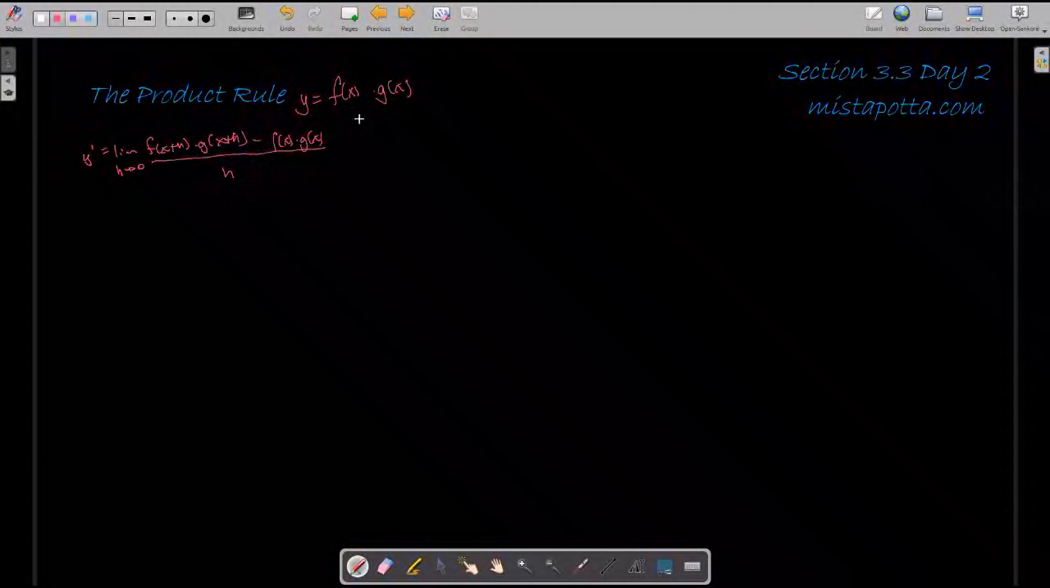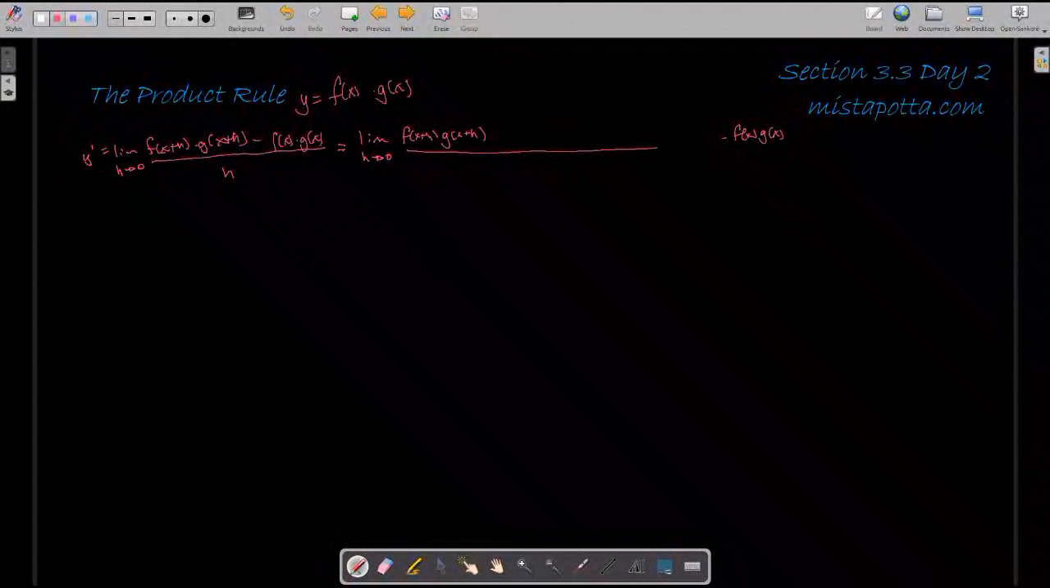And I'm going to rewrite this, but I'm going to add a little bit of space here, and I'll show you why in just a second. So it's the limit as h approaches 0 of f of x plus h times g of x plus h minus f of x times g of x, all divided by h.